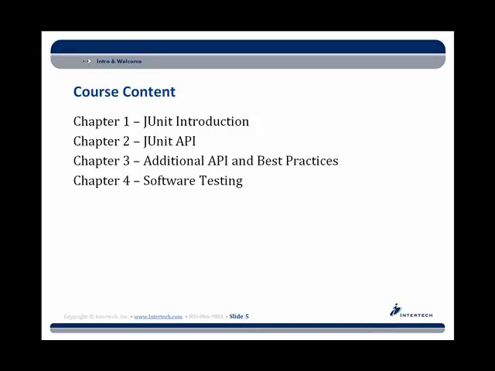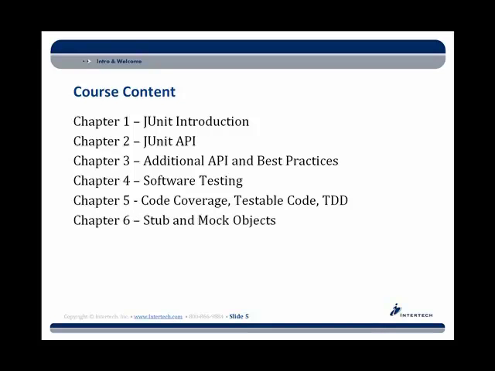In Chapter 4, we look at software testing as a whole and how JUnit fits into that picture. In Chapter 5, we look at some additional capabilities around JUnit, code coverage tools, test-driven development, and how more easily testable code can be written. In Chapter 6, we explore stub and mock objects, how to mimic objects that aren't quite yet implemented to allow you to facilitate unit testing of your particular components. And in Chapter 7, we fully explore JUnit extensions.